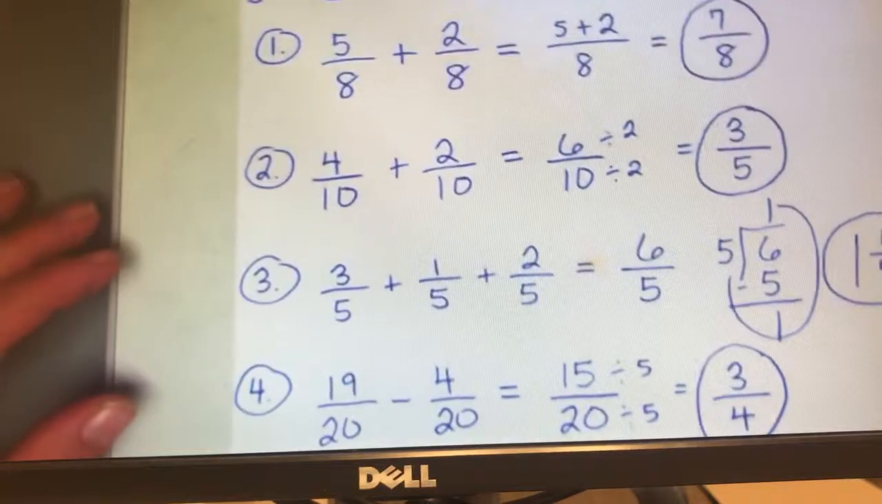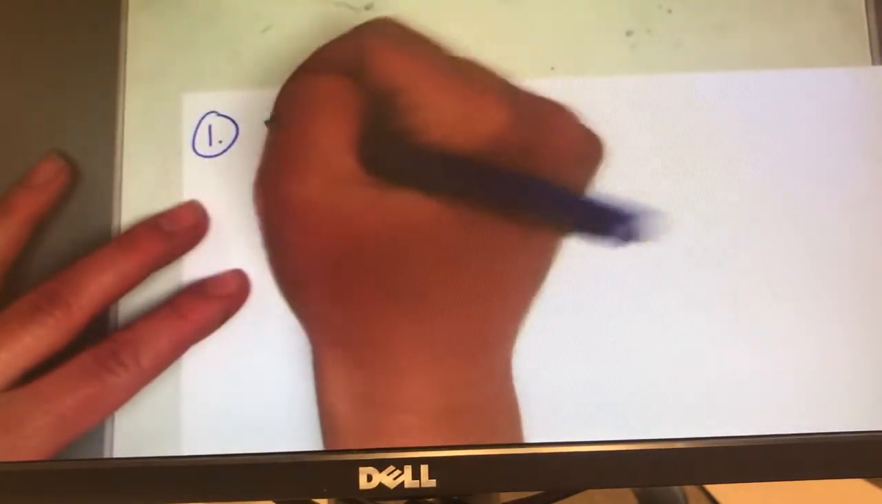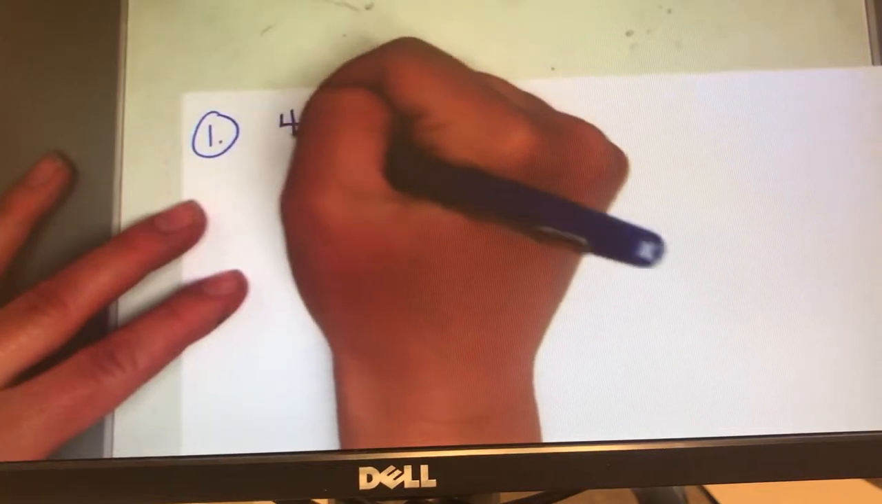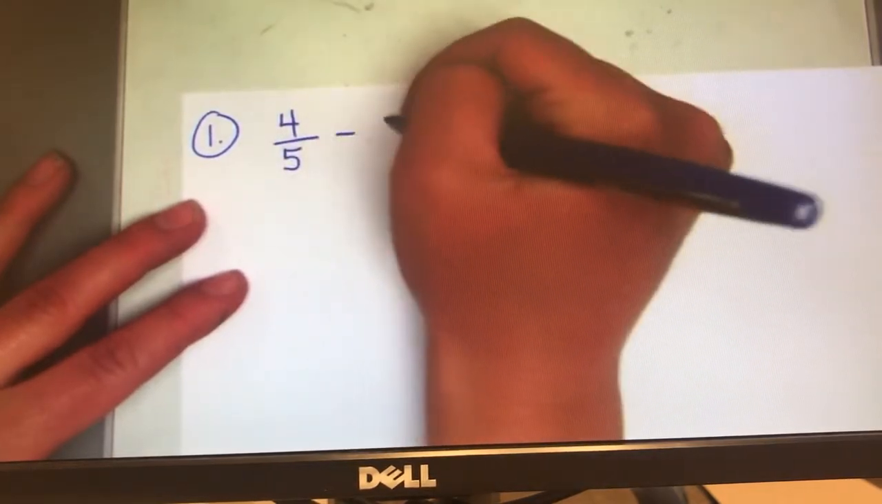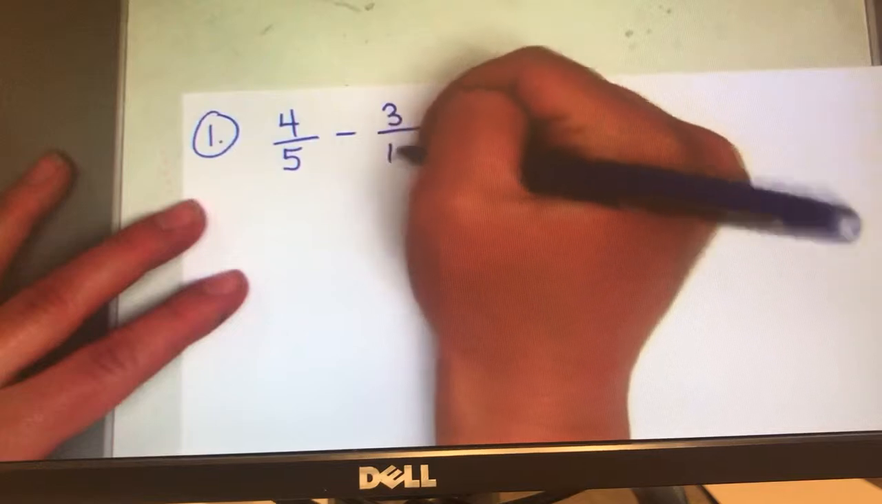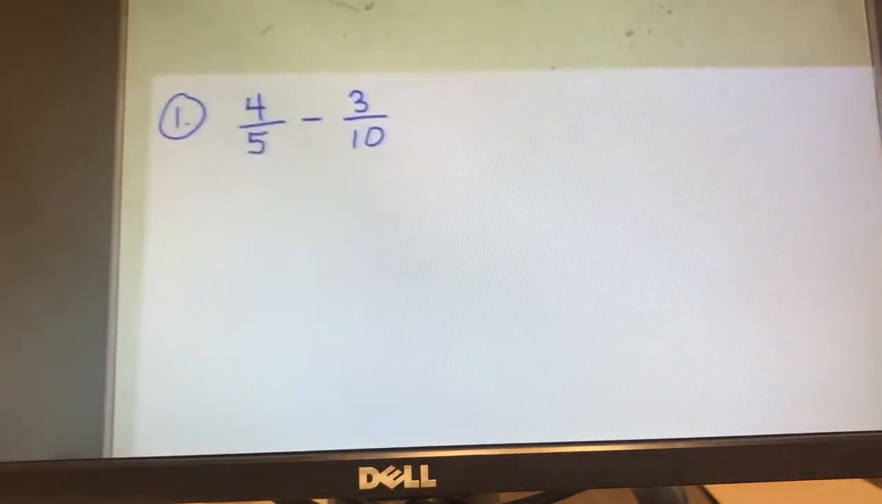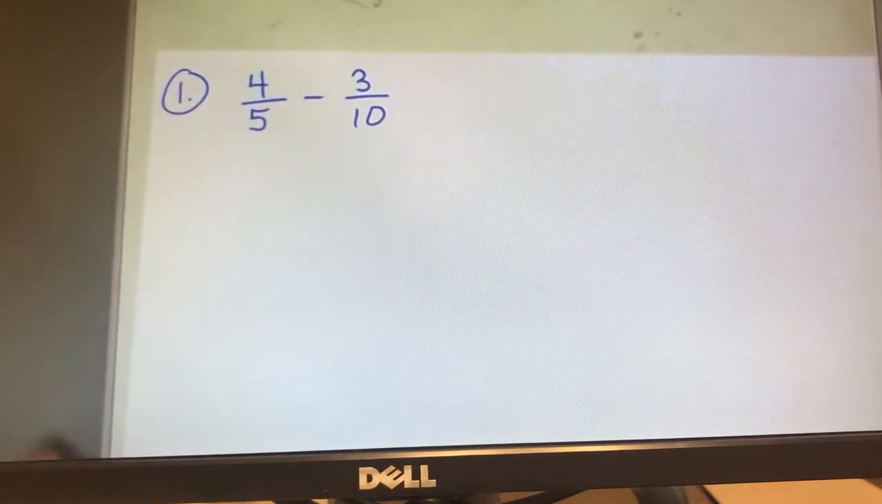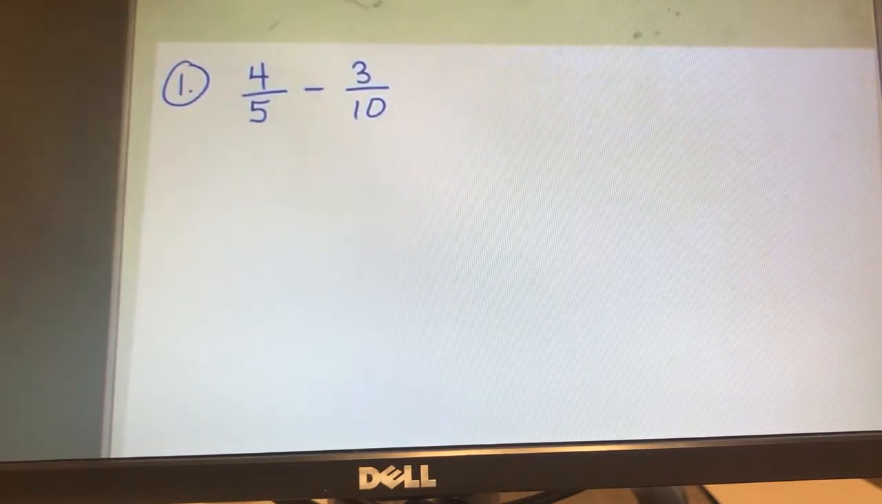All right, now we're going to keep adding and subtracting, but this time we're going to have unlike fractions. Number 1, 4/5 minus 3/10. So we're going to mix in adding and subtracting because whether you're adding or subtracting, the process is the same. You just got to pay attention to what sign you're doing.